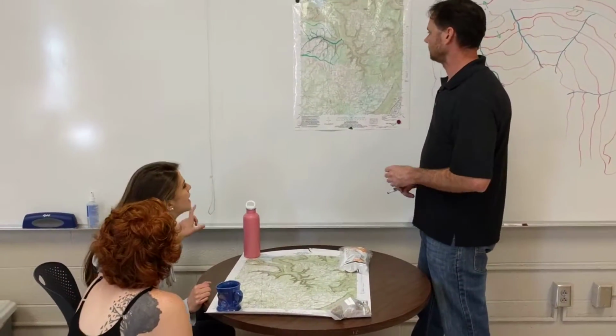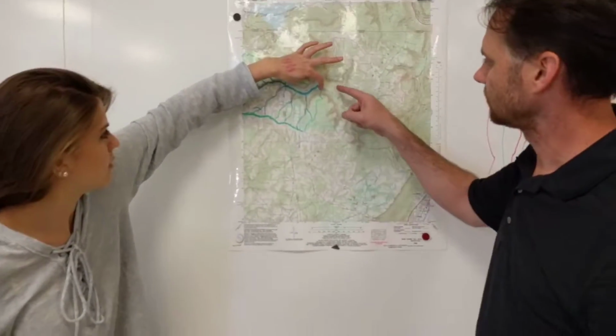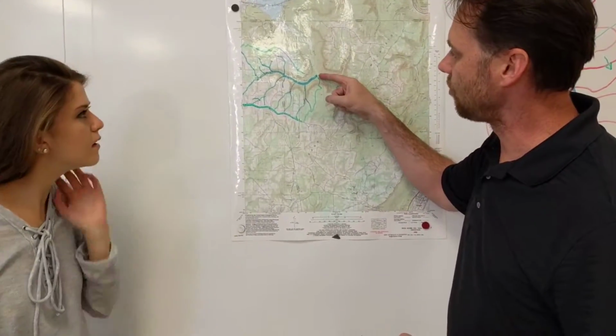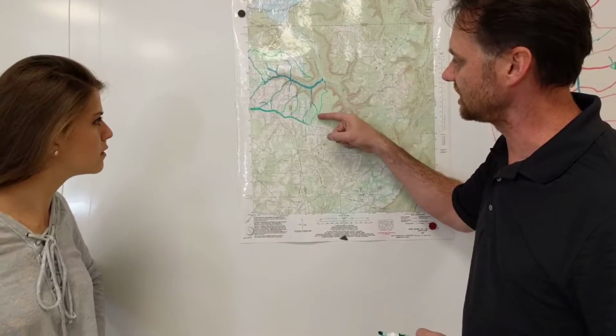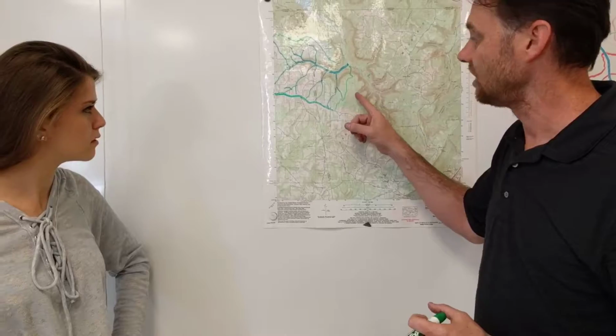You have a question? Yeah. Where did you get the divide, this one right here? Okay, so the question is, what basis do we have to suggest this line is the continental divide, not continental divide, but the drainage divide of this area?